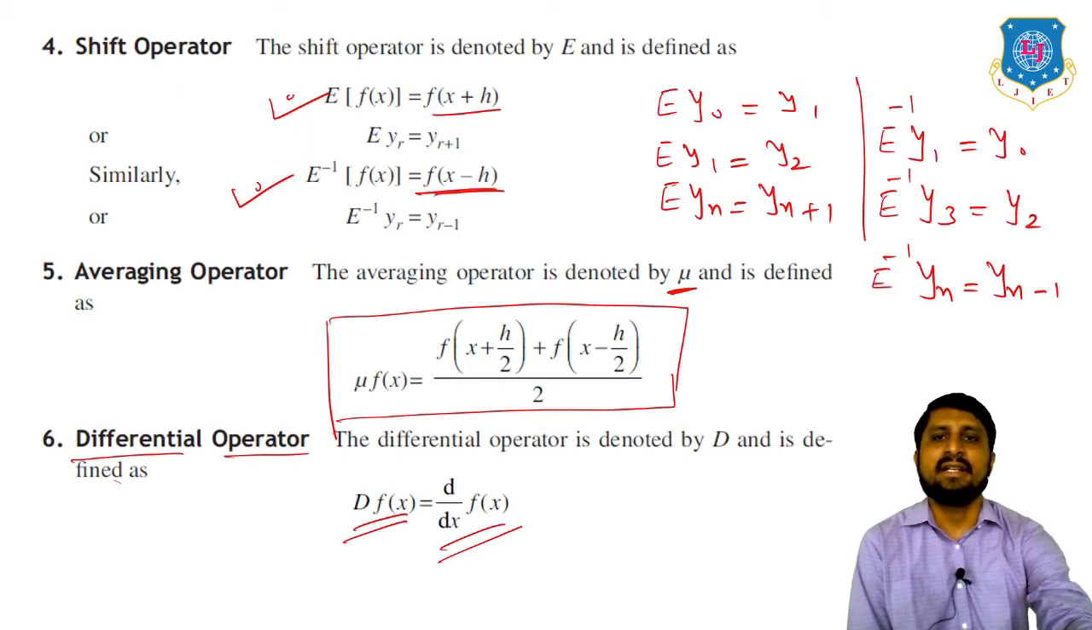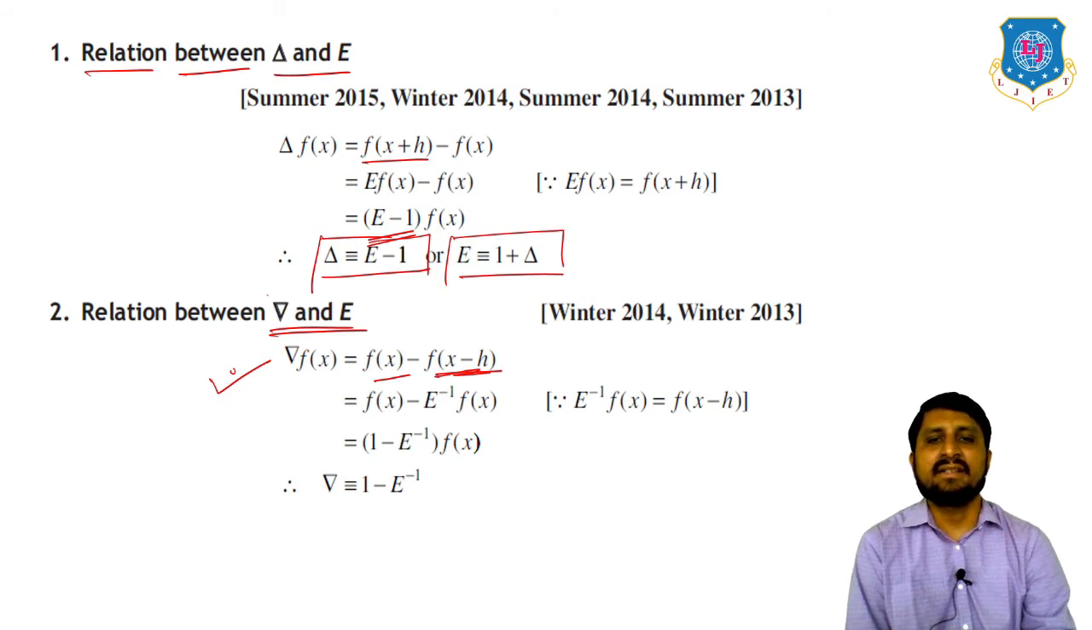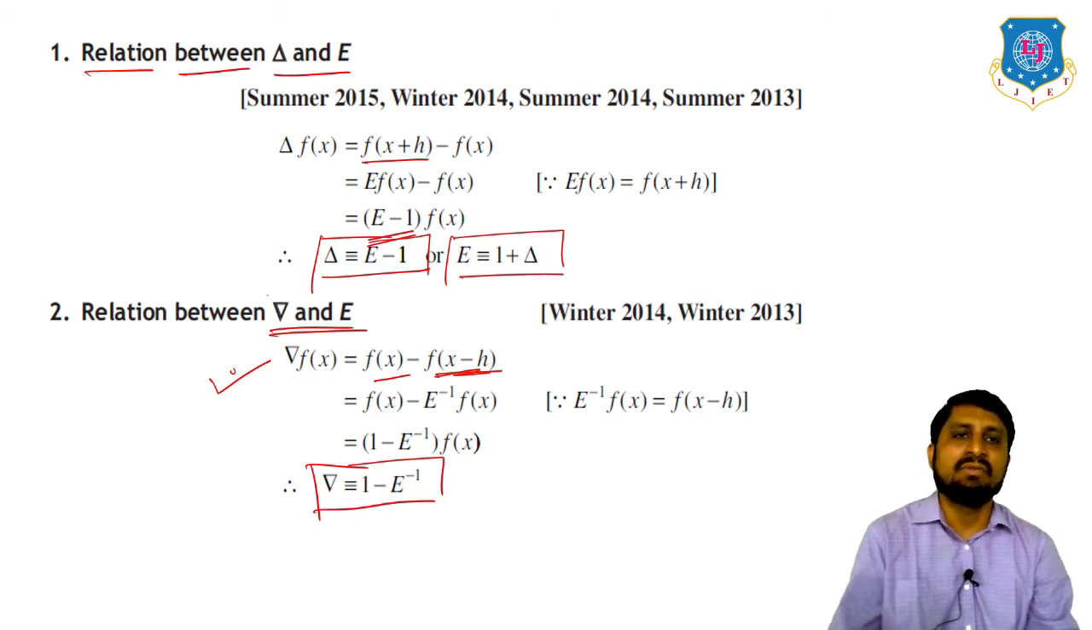That can be written as f of x minus h. Here you can see what f of x minus h is: E inverse f of x. Okay, so that's why we use that notation, E inverse f of x, that is 1 minus E inverse applied on f of x. So you can easily prove that nabla is equal to 1 minus E inverse.